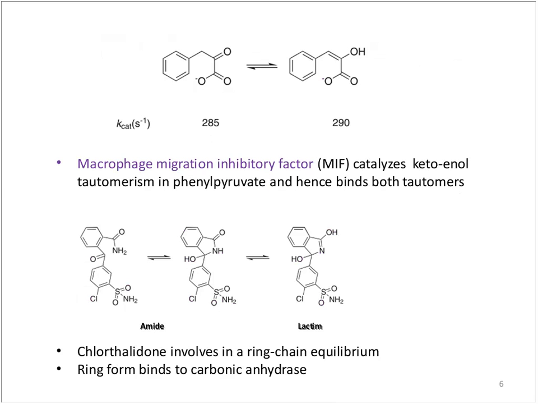There are some factors, like macrophage migration inhibitory factor, which catalyze the interconversion of phenylpyruvate keto and enol tautomers, and the rate of interconversion is almost the same. Therefore, this enzyme has affinity or specificity for both tautomers. And chlorthalidone is another example, of ring-chain tautomerism, and is used as a diuretic. Out of its 3 possible tautomers, it is the open form which binds in the active site of the carbonic anhydrase II enzyme.